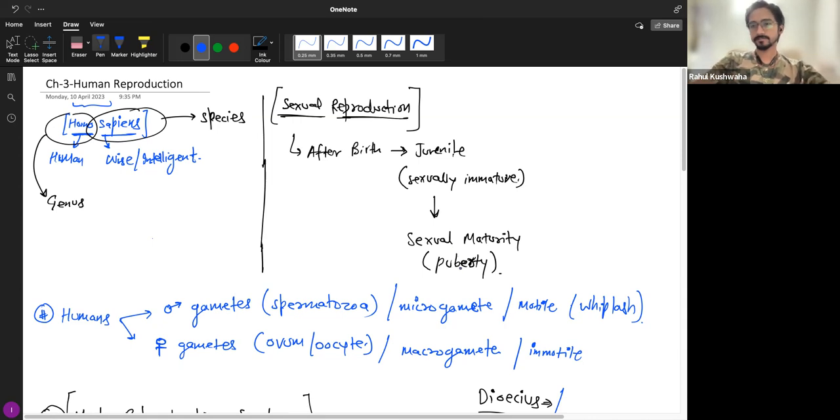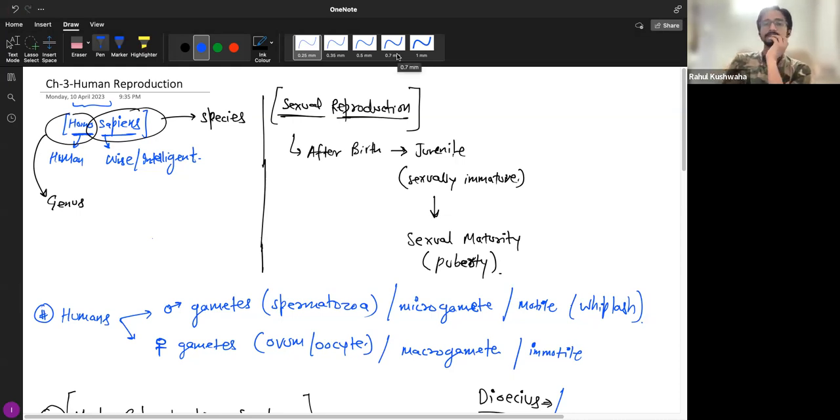So we talked about sexual reproduction in humans. Firstly, what are Homo sapiens? Homo means human or man, and sapien means wise. Sexual reproduction is the most evolved reproduction. After birth, there's a period called the juvenile period where the organism is sexually immature, and sexual maturity in humans is reached during puberty.